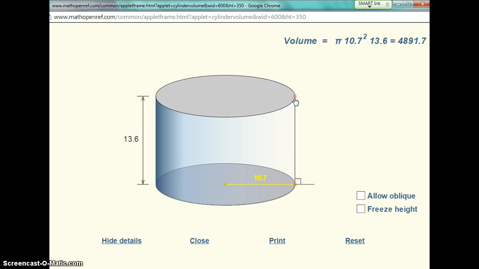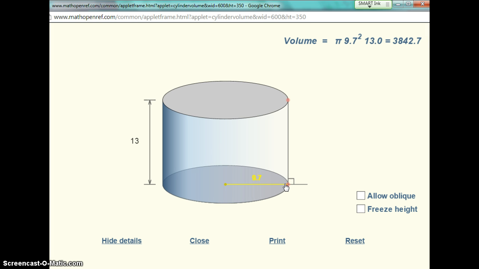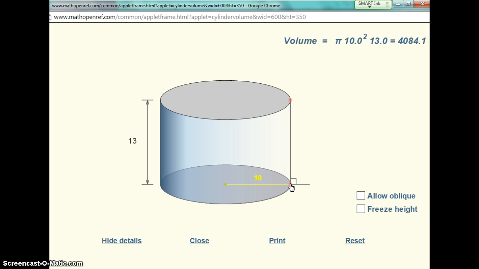So what I'm going to do is make this, let's say, 13, and then let's see if I can get this to be 10. There we go. So the volume of a cylinder is going to be pi times the radius squared times the height. Now that makes sense because I have a circular bottom, so I find the area of the circle, which is pi r squared, and multiply it by 13. That's because I could fill this up with these different circles laying on top of each other.